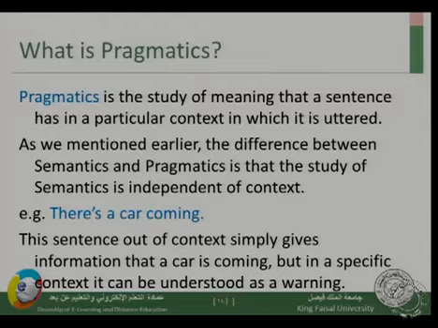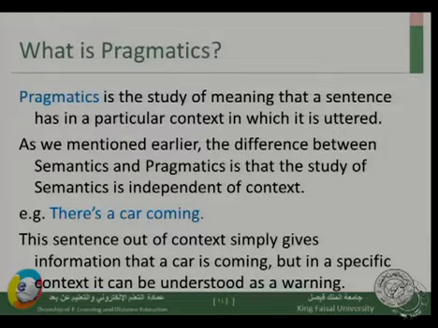So as we mentioned above, the difference between semantics and pragmatics is that the study of semantics is independent of context, while the study of pragmatics is dependent on context. It is involved with context and the situation in which the conversation takes place, or in which the piece of language or the utterance takes place.